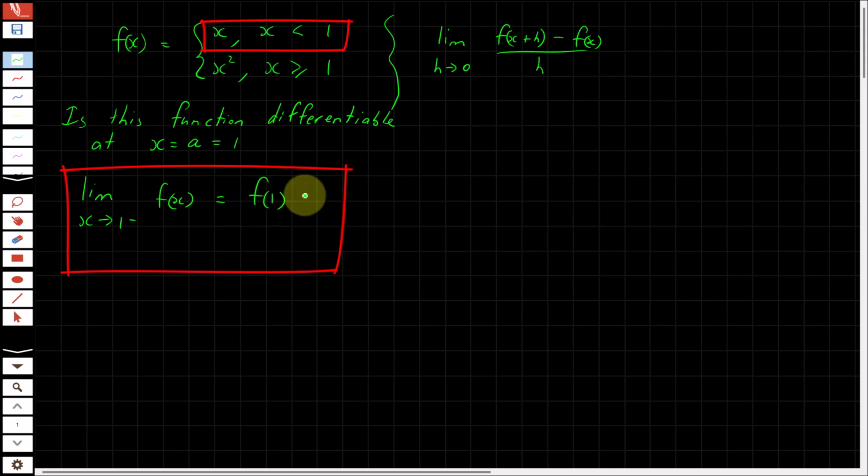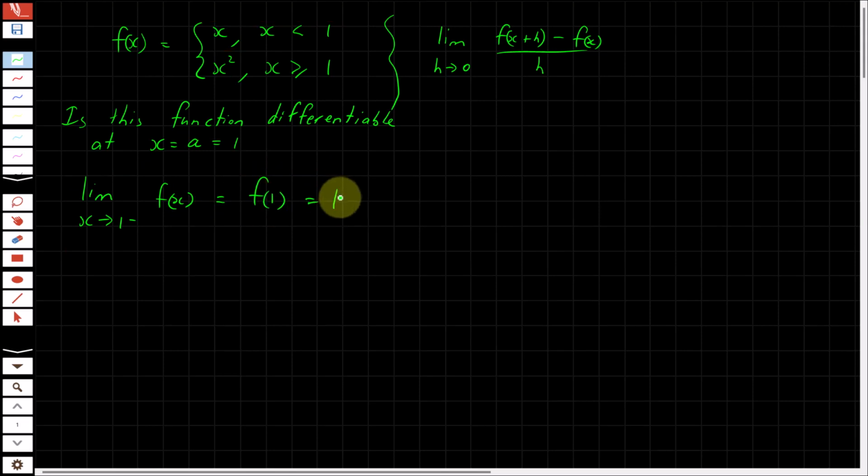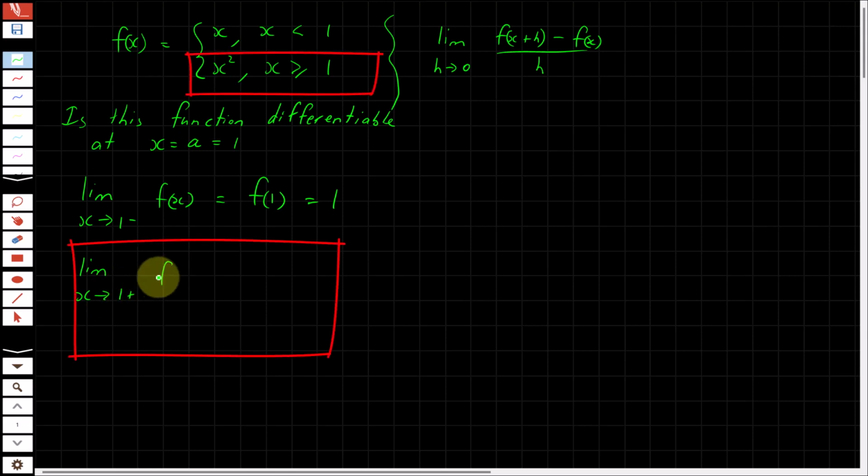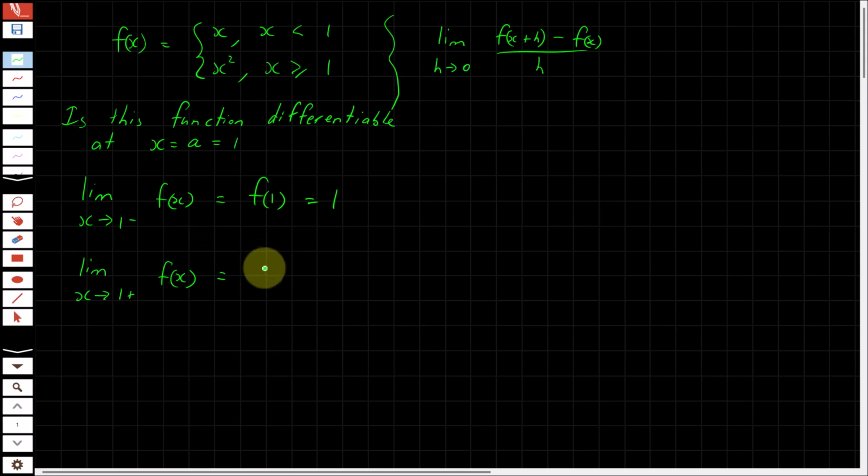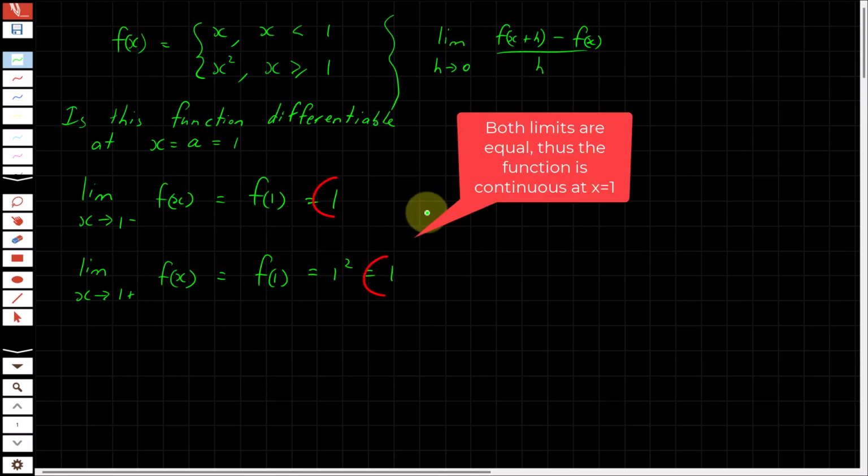Take the limit approaching it from the left, which is the top part of the piecewise function. So that is equal to 1. Let's now take the limit from the right, so the bottom part of the piecewise function, which will be x squared, and see if the limit is the same. 1 squared is 1, so this function is continuous at x equals 1.